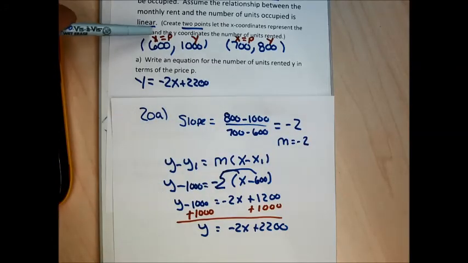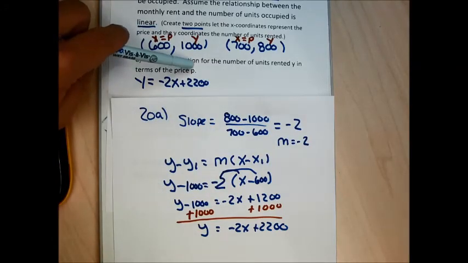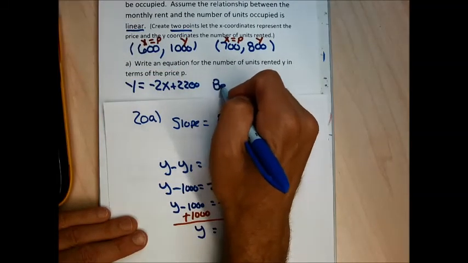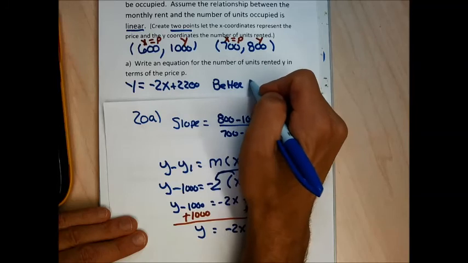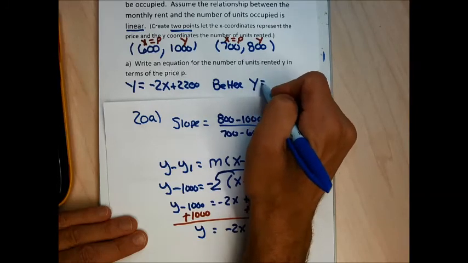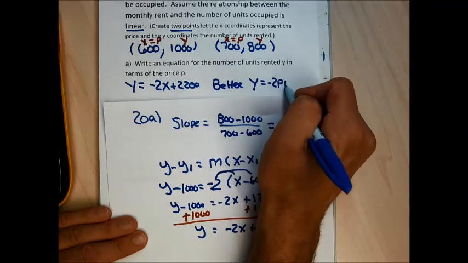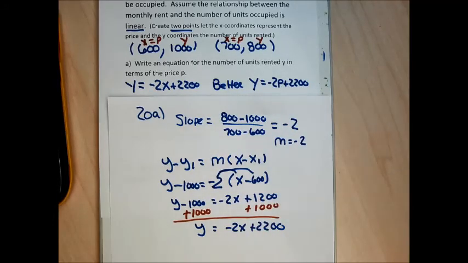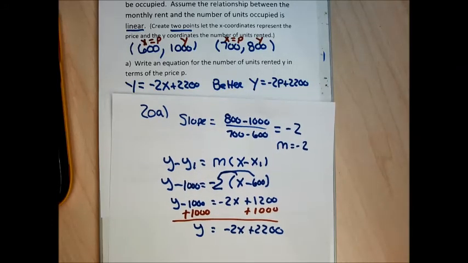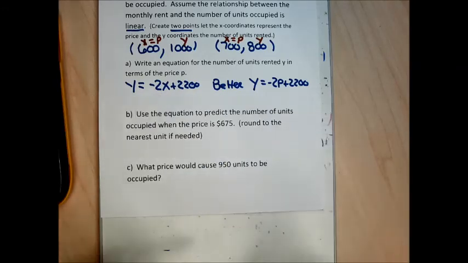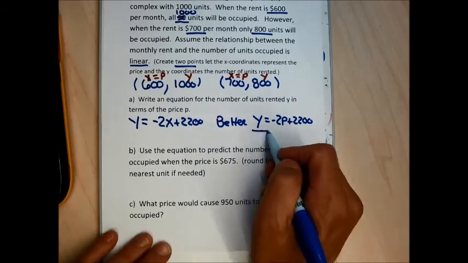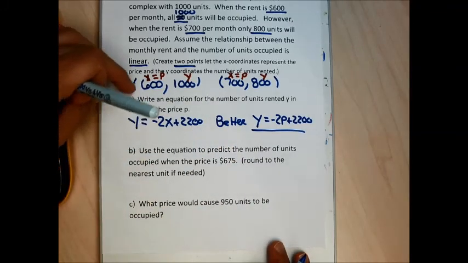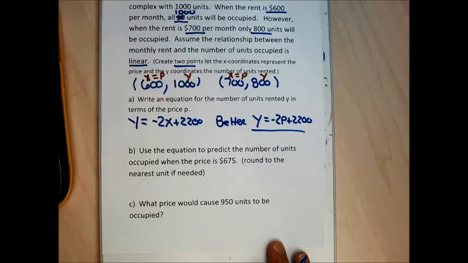And the x represents the price. It's going to help me a lot if I change that x to a p. So I'm going to say a better answer for part A is y, the number of units rented, equals negative 2 times p plus 2,200, changing the x to the p, which is the price of what they're renting for. Having this version is going to make it easier to answer part B and part C. I didn't use function notation because it didn't say write a function. I just left my y there.